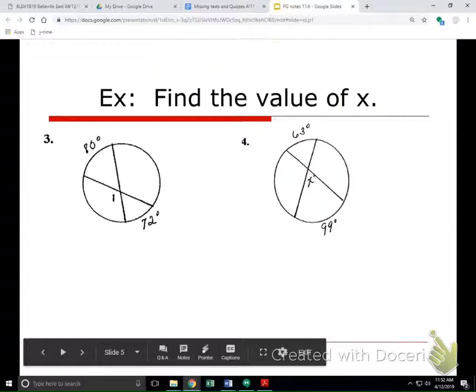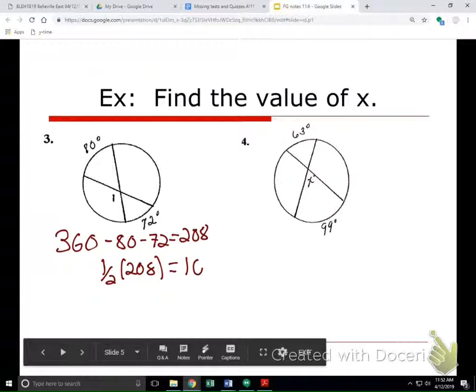We're going to add them together, and subtract them from 360. So you take 360, subtract 80, and subtract 72. That gives you the arc measure of this part and this part added together. When you get that, what value do you get? 208. So now that we have that sum, we can do 1/2 of 208, which gives me 104 degrees.